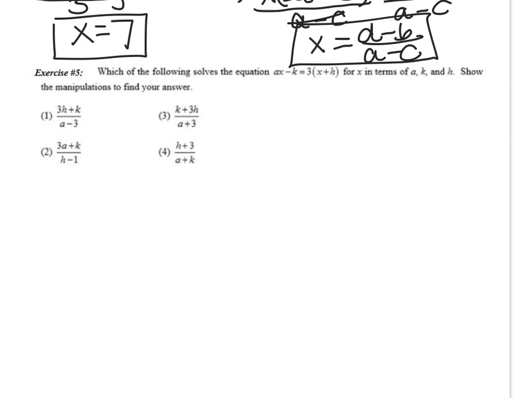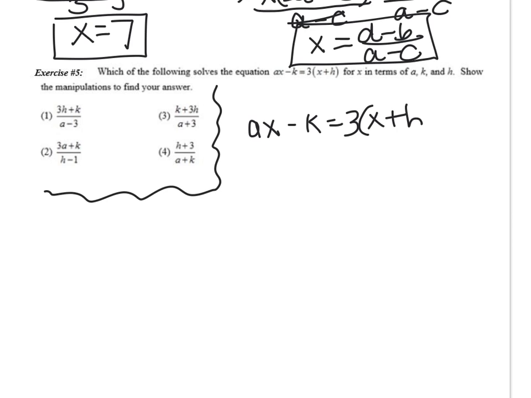So let's take a look at this one. Forget about the multiple choice answers for a second. Let's just rewrite this as ax minus k equals 3 times x plus h. Again, make sure you read the directions. I see a bunch of variables here. I could ask you to solve for any one of those variables, but in this case I am asking you to solve for x. So we need to get the x by itself. Well, let's start off with distributing. We end up with ax minus k equals 3x plus 3h.